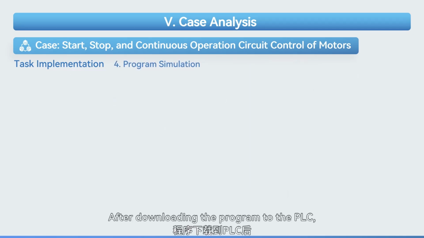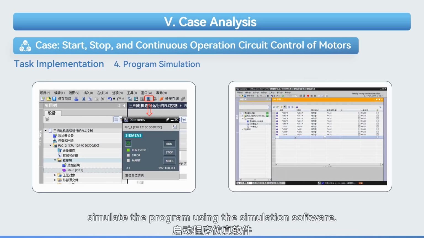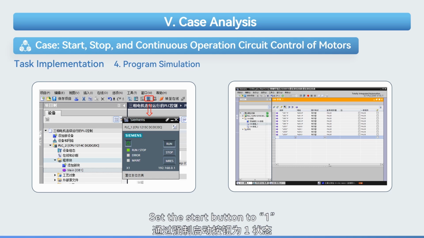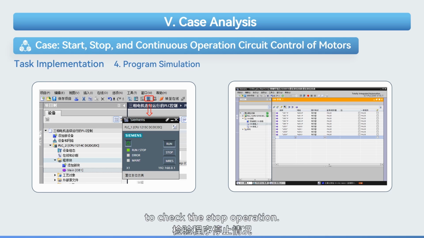After downloading the program to the PLC, simulate the program using the simulation software. Set the start button to 1 to check the program's start operation. After successful startup, set the stop button to 1 to check the stop operation. For the power-off priority program, test both start and stop buttons to verify the motor's de-energization. For the power-on priority case, test both buttons to verify the power-on priority.